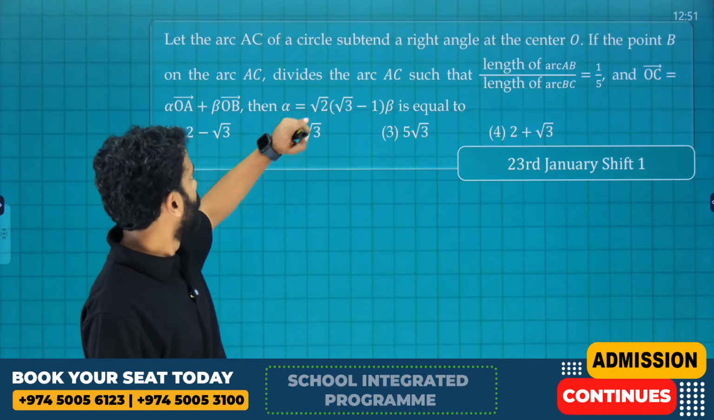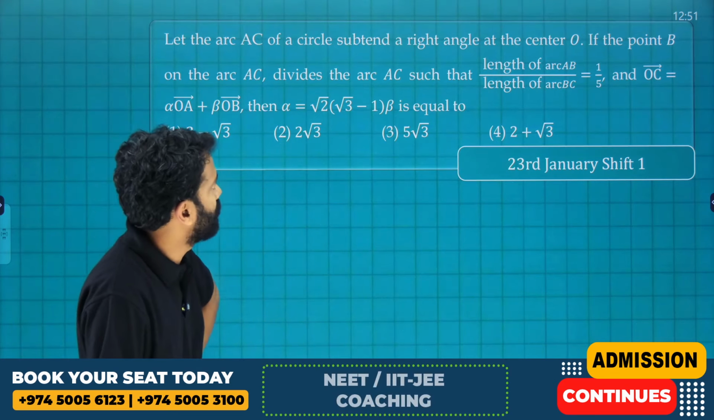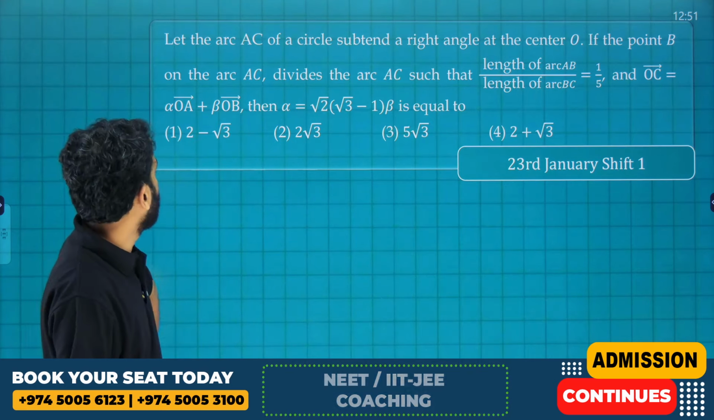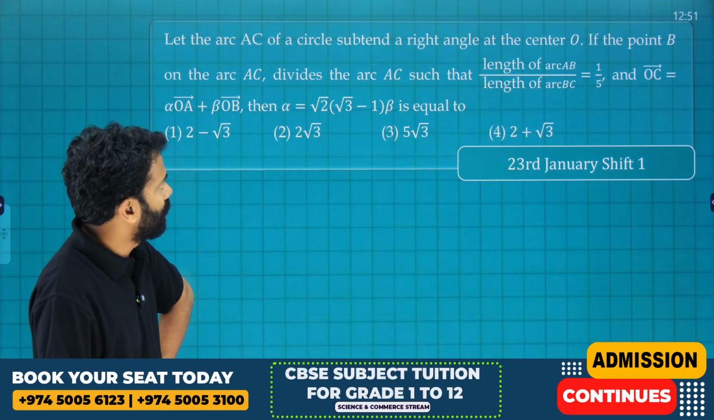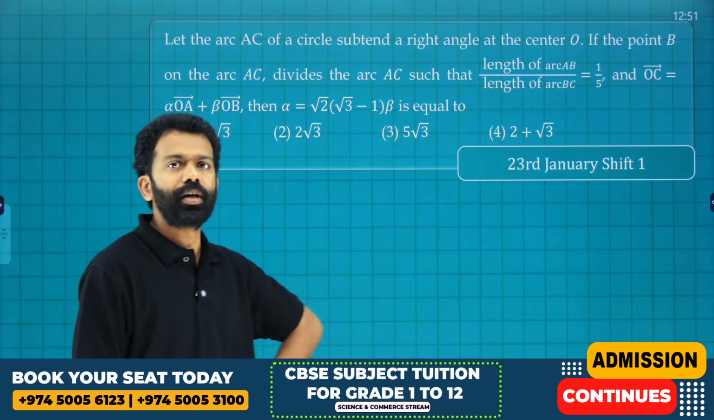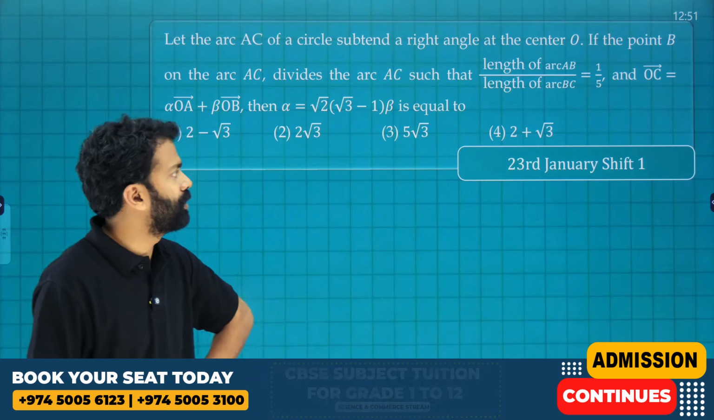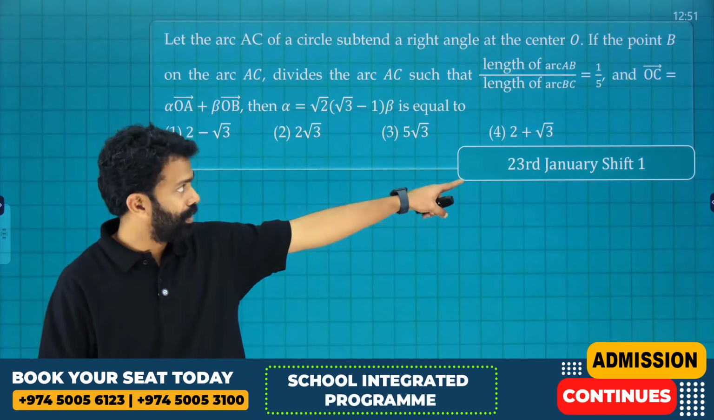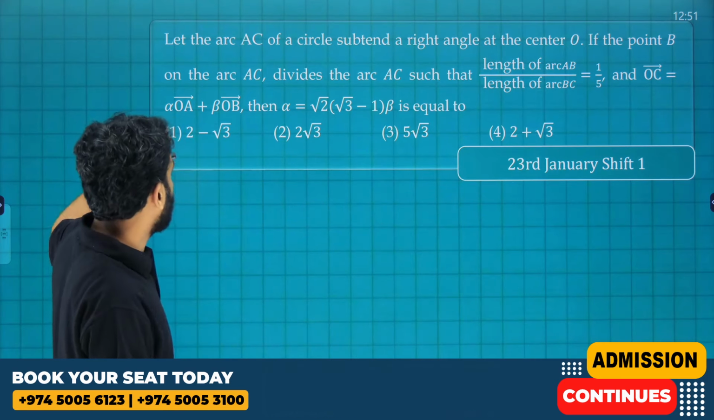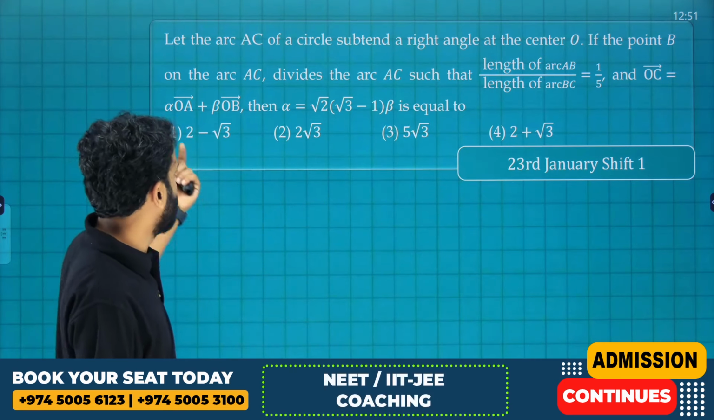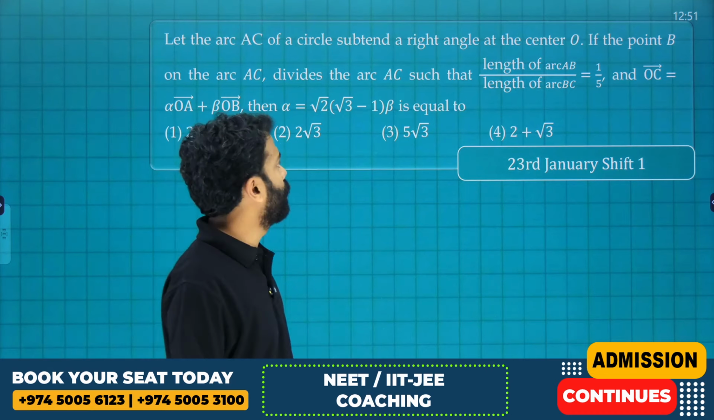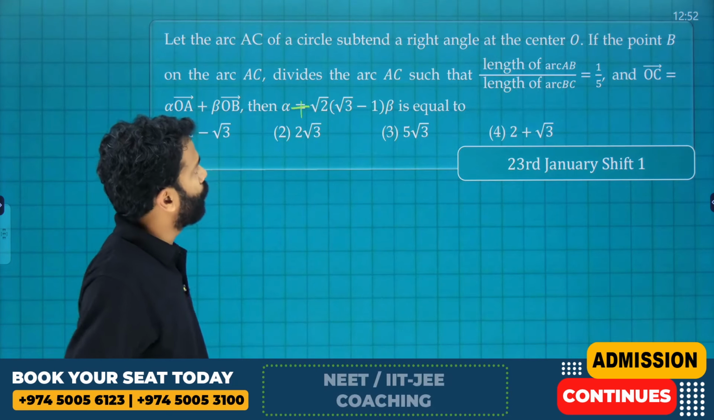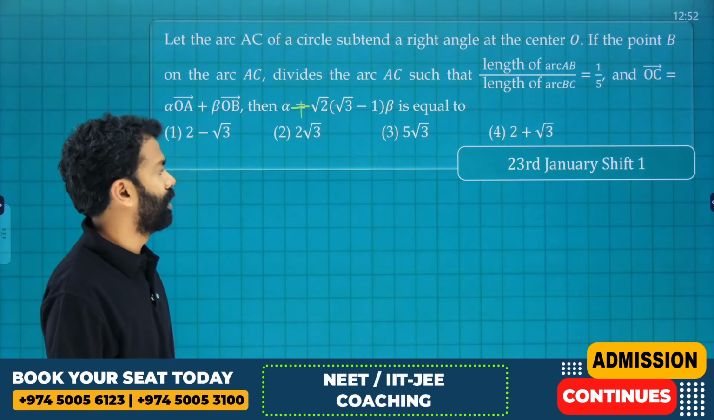An easy one. Let the arc AC of a circle subtend a right angle at the center O. If the point B on the arc AC divides the arc AC such that the length of arc AB divided by the length of arc BC is equal to 1 by 5. It's a 2025 question. I forgot to add the year there. And vector OC is equal to alpha vector OA plus beta into vector OB, a linear combination is given. So you need to find the value of alpha plus root 2 into root 3 minus 1 into beta.